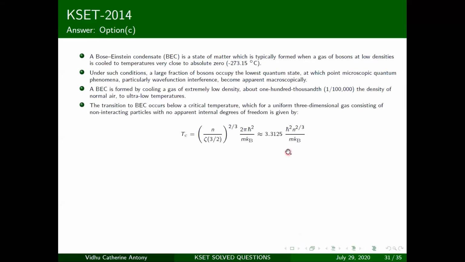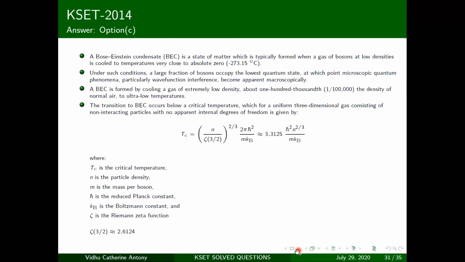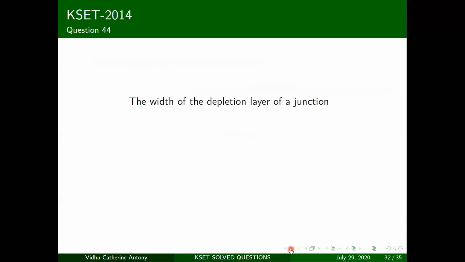Okay, so this is basically your BEC temperature. It's called the critical temperature, and I think that's what they should be meaning by Bose temperature. This is basically your Riemann zeta function. This is your density, this is your Boltzmann constant, the mass of the particle, and so on and so forth. Okay, so now let's move on to the next one.